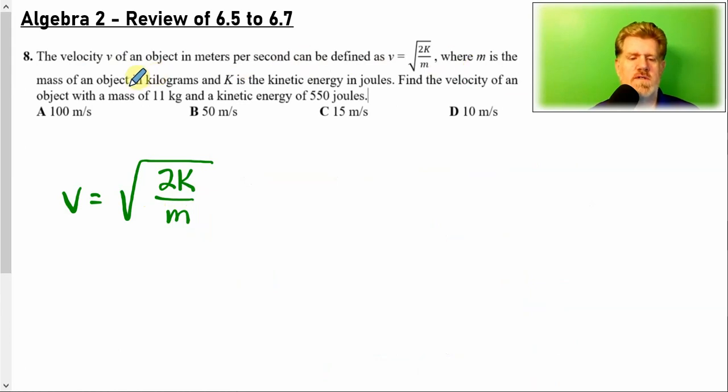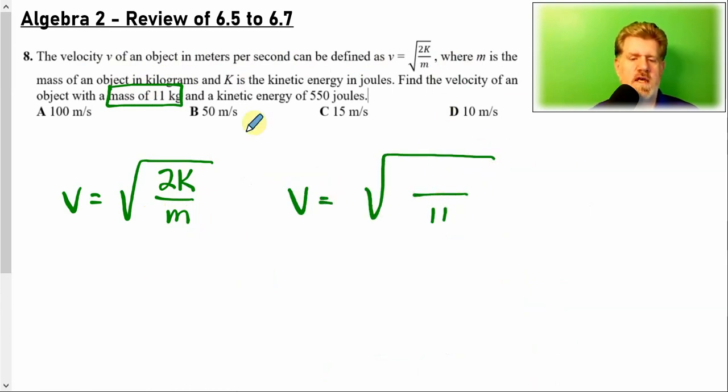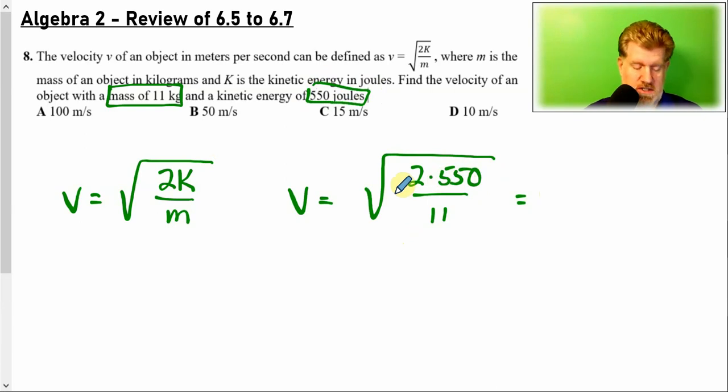Velocity of an object, mass of 11 kilograms. Alright, that means that we know this is 11. Kinetic energy is 550 joules. So 2 times 550. Well, now we're just going to plug that in and figure it out. So 2 times 550 divided by 11. Let's see what my calculator says.